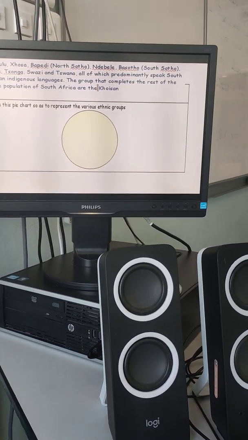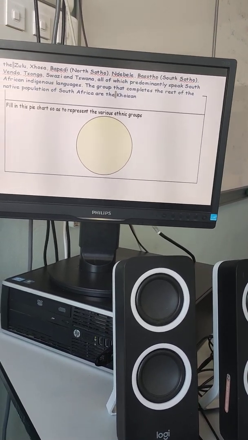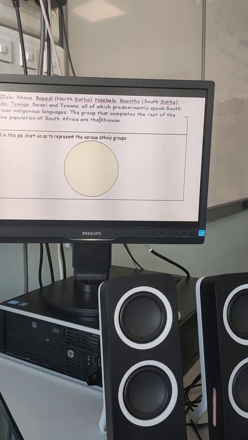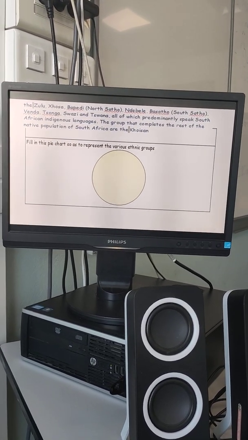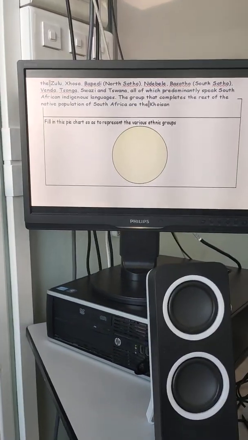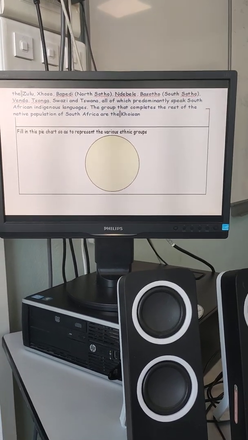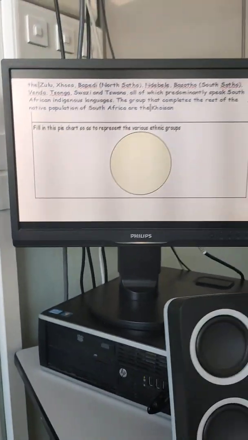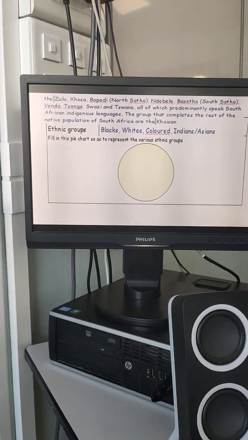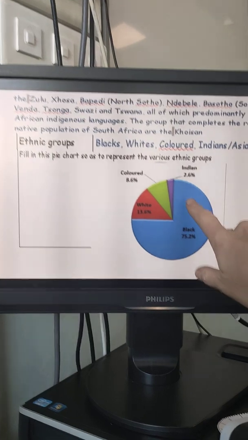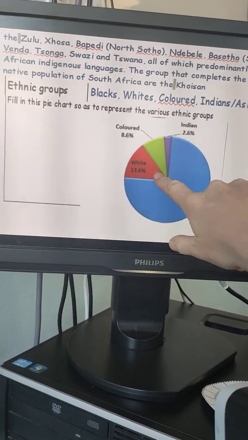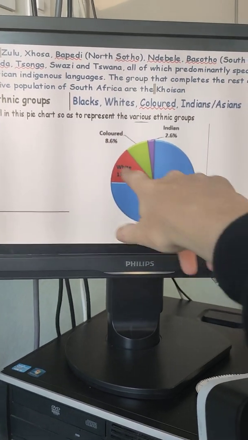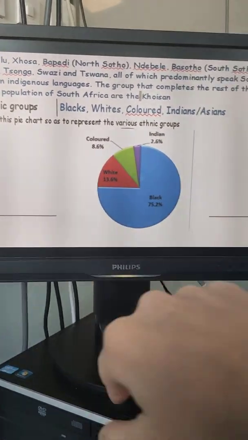So if we look, there are loads of different tribes, des tribus. So Zulu, Xhosa, etc. I think the 2 best-known tribes are Zulu and Xhosa. And you've got different ethnic groups, which are black people, white people, coloured. So coloured means half black, half white, and Indian.